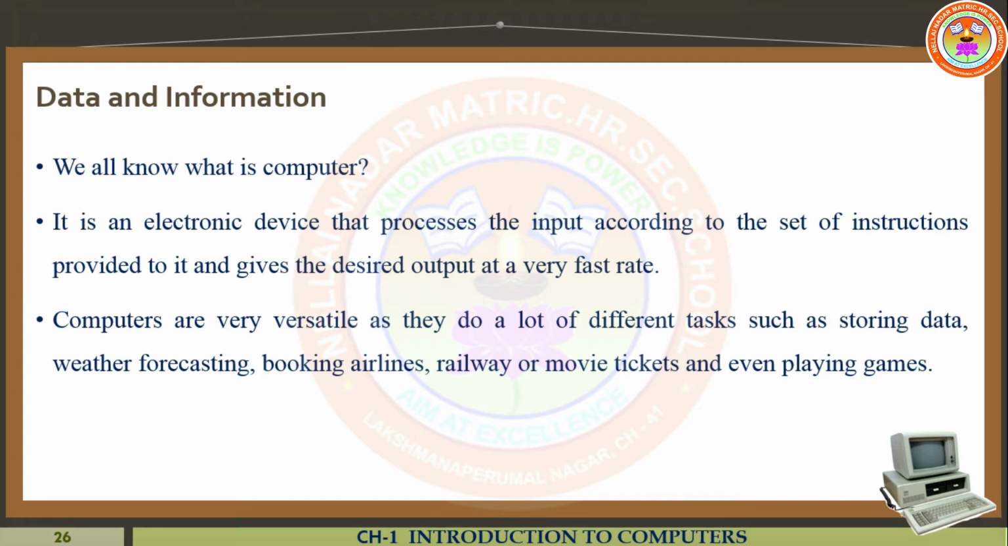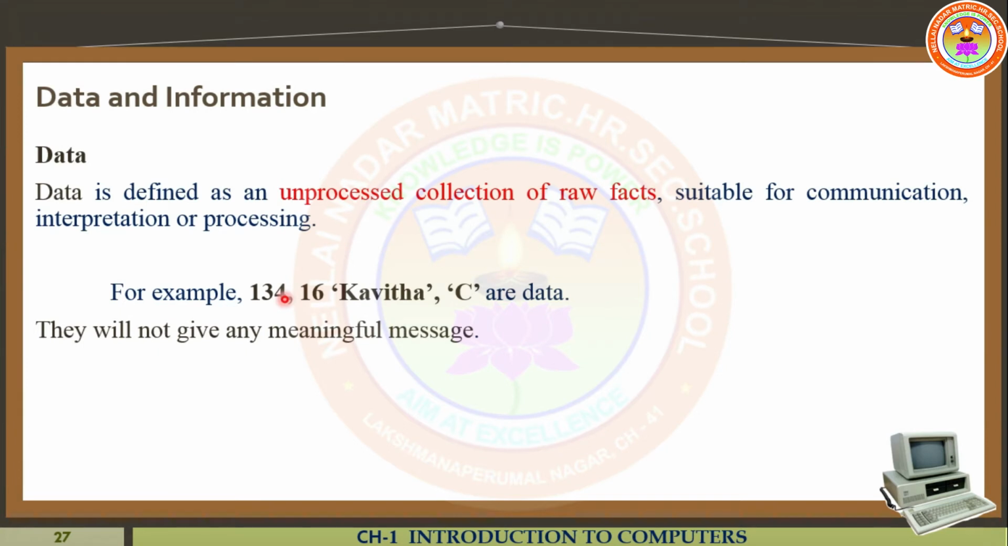Now we are going to see what is data and what is information. First of all, in our computer, we have to store data. Do all of you agree with this point? Yes. So what is data? That is my question. Data is defined as an unprocessed collection of raw facts. Data means what? An unprocessed collection of raw facts. That is known as data, and it is suitable for communication, interpretation, or processing. For what purpose do we use the data? For communication, interpretation, or processing.